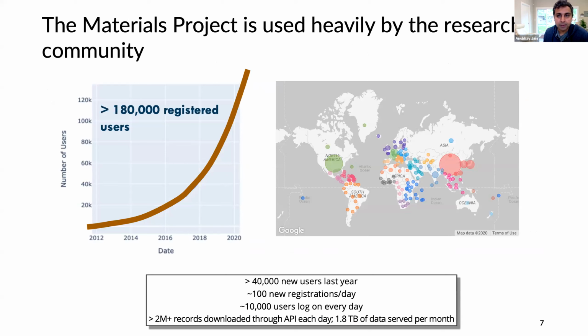At this point, Materials Project is used quite heavily by the research community, including all over the world. And so we now have actually over 250,000 registered users as of now. And we get many more users every day. And certainly this has become a worldwide resource and a worldwide collaboration.